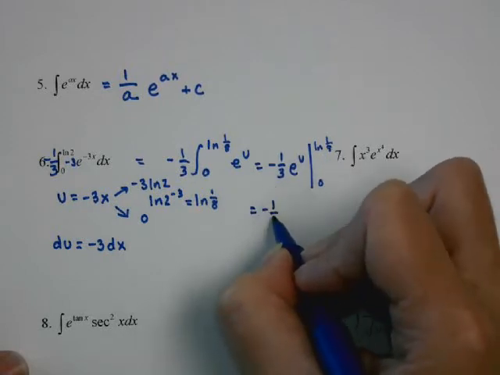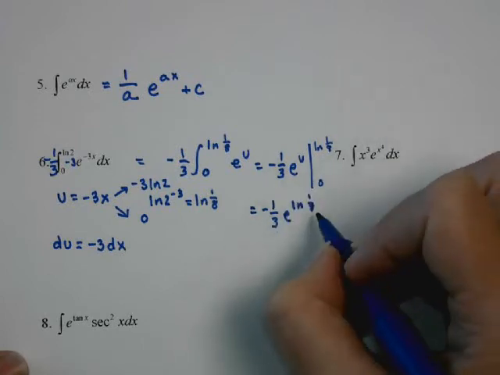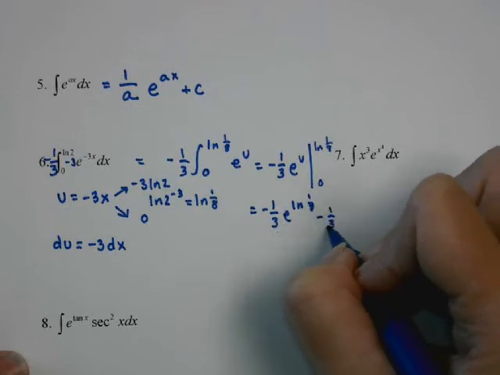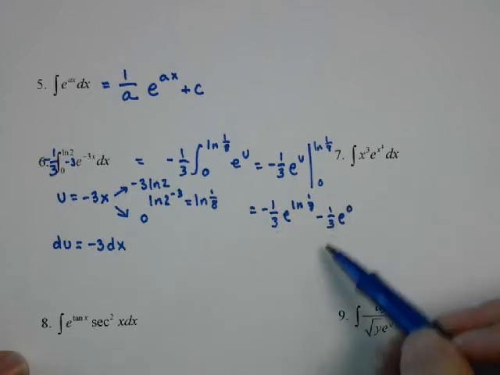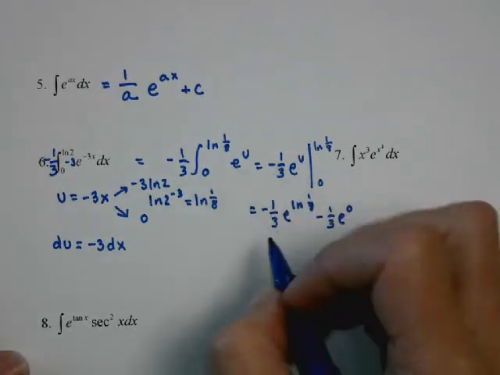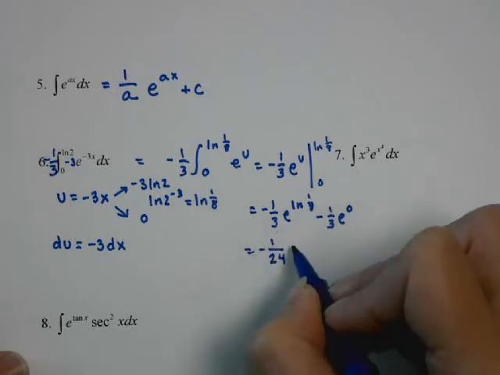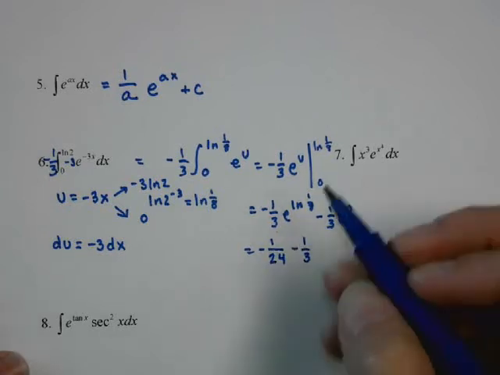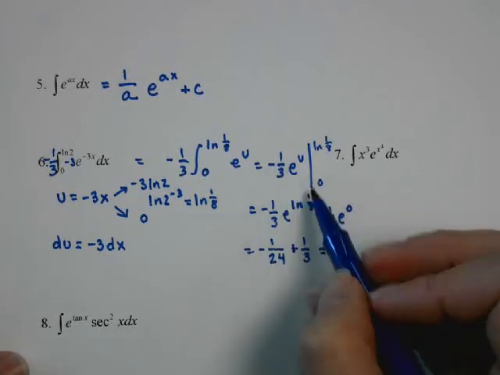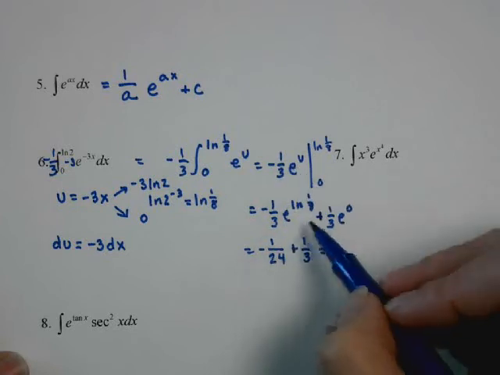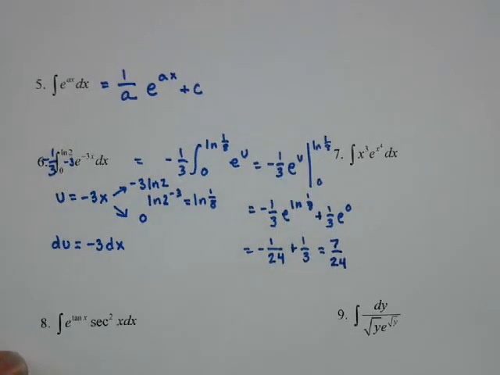And we'll squeeze this in here. So we're going to have negative 1/3 e to the natural log of 1/8 minus negative 1/3 e to the 0. E to the 0 is just 1. E to the natural log of 1/8, so this is going to be negative 1/24 minus 1/3, which after you get a common denominator is going to be, actually this should be plus, because this would be a minus minus. 7/24 will be your final answer there.